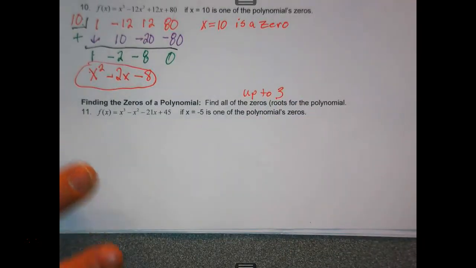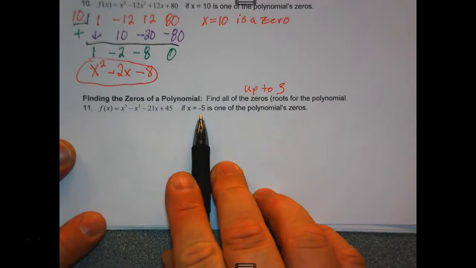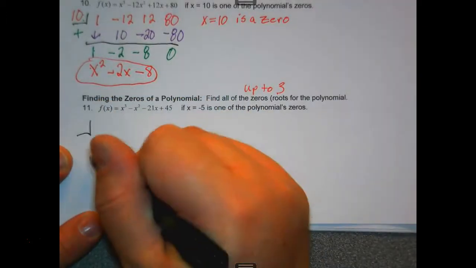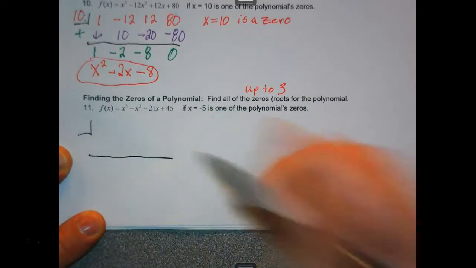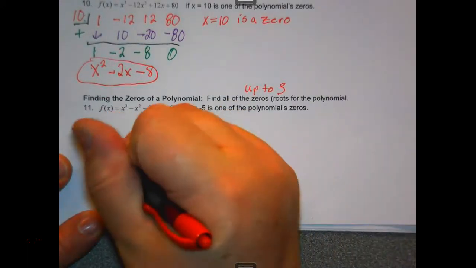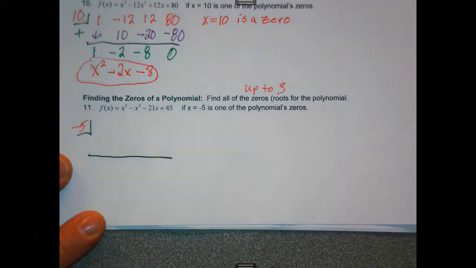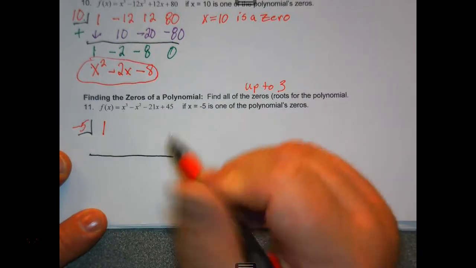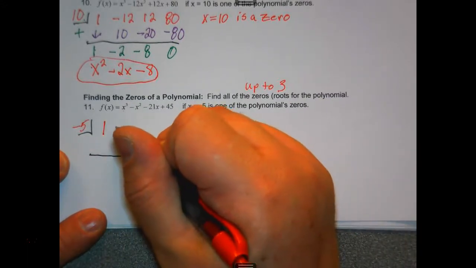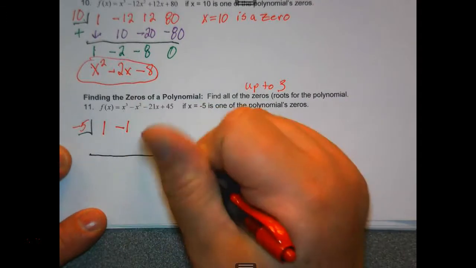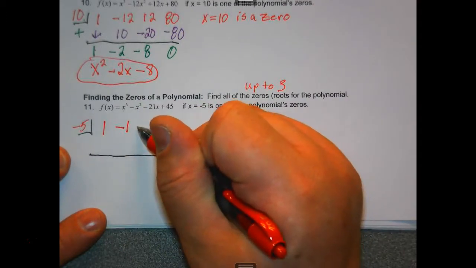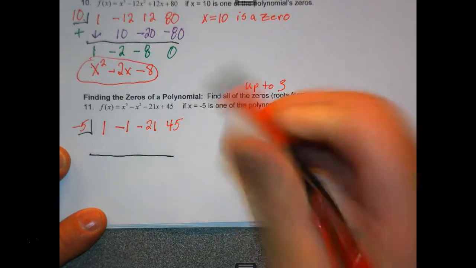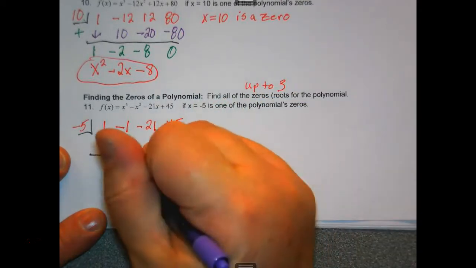So let's find one of them. They've given it; it looks like one of them is -5. So let's find that one. You use synthetic division. They tell us to use -5 as one of the zeros. Coefficient of x cubed, 1. Coefficient of x squared, -1. Coefficient of x, -21. And my constant. Good. Bring down my 1.